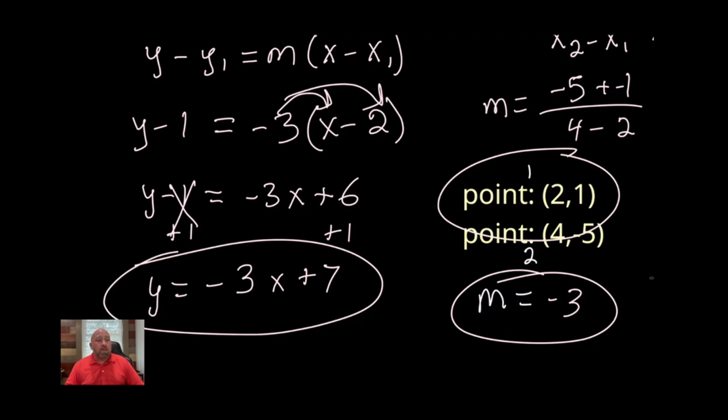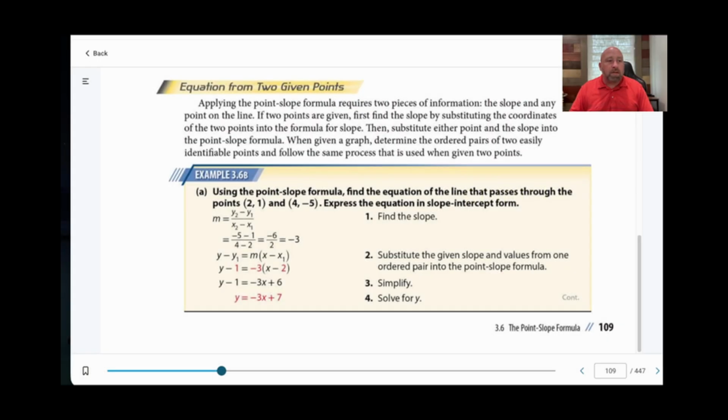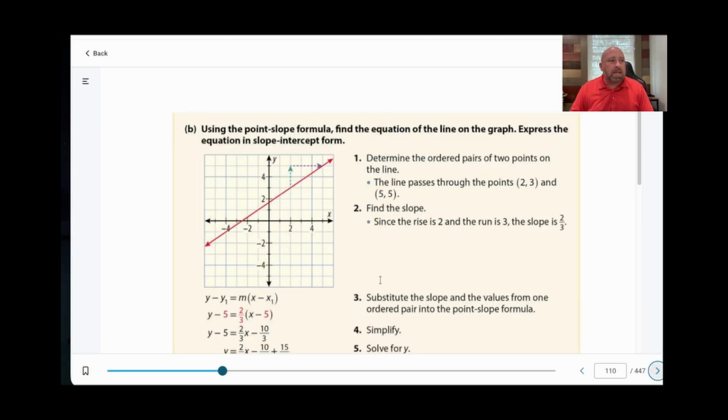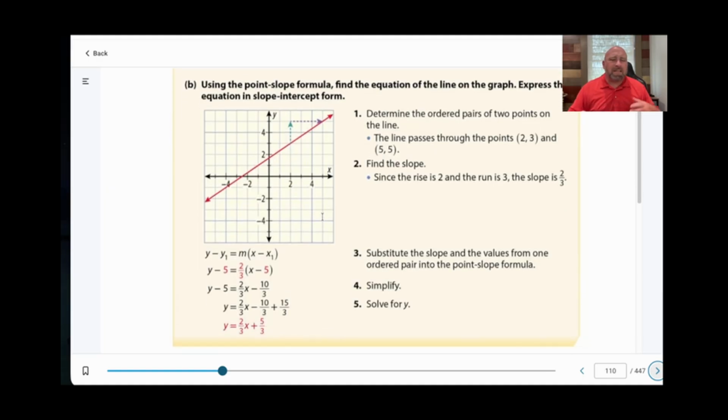Okay. The book does give you one more thing to do, and that is on page 110. Basically, they show you that you could also do it just with a graph. How would you do it with a graph? Well, first of all, you check the points, and then you find your slope from your points. We've done that before. That shouldn't be too much of a new concept for you. Once you find your slope, you just plug it into one of the points, and boom, you have your solution.